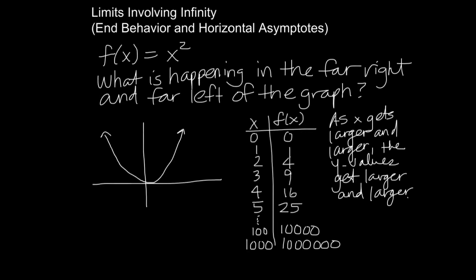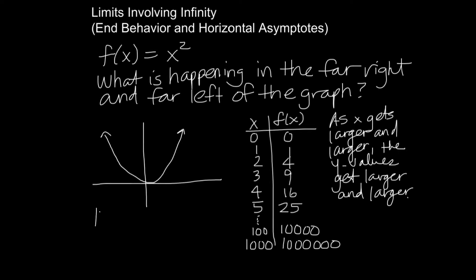So what is happening at the far right of this graph? What is the end behavior on the right-hand side? The end behavior is that the y values are getting really large. It's approaching infinity. And so here's how we write it in symbols.